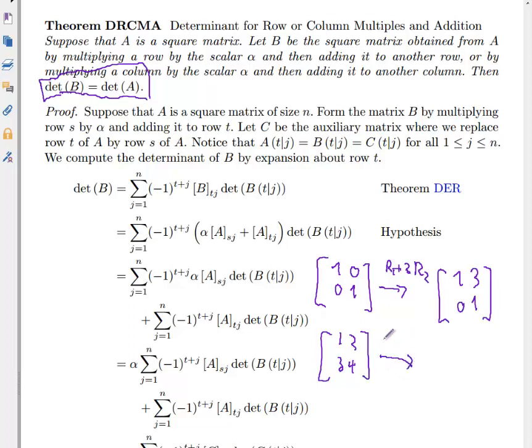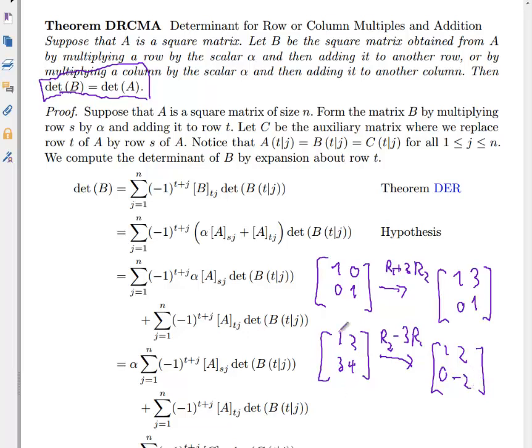And let's take R2 minus 3 R1. Okay. If we do that, we're going to have 1, 2. Then R2 minus 3 R1 gives me 0. 4 minus 3 times 2 is minus 2.